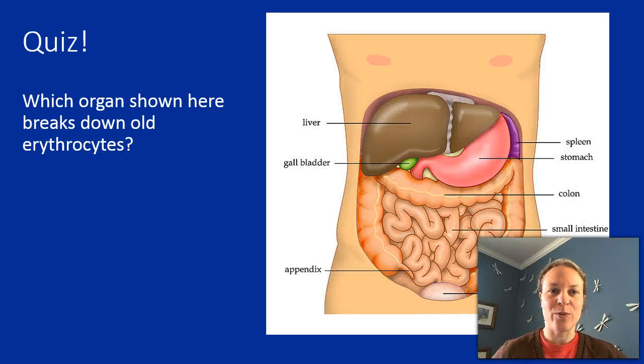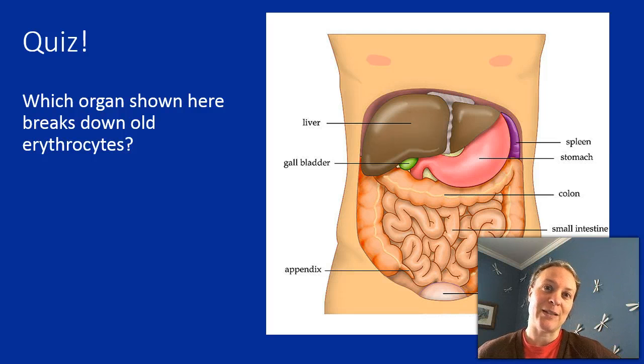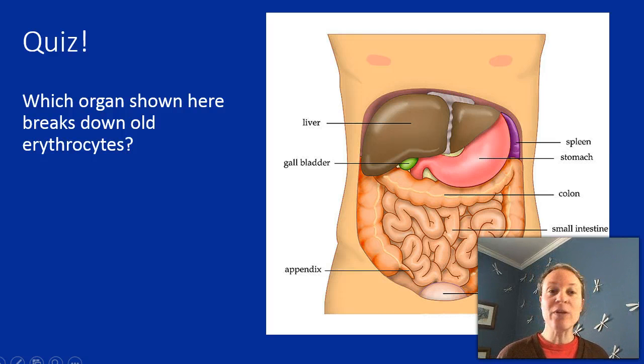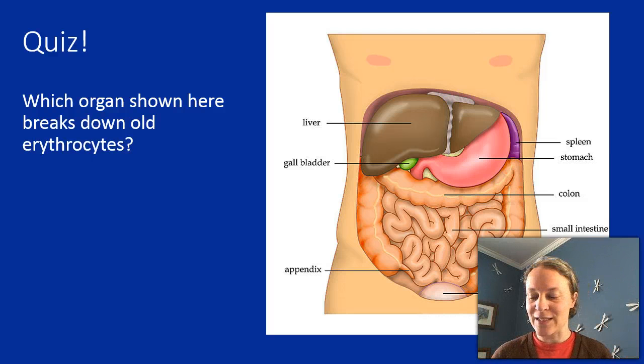So the next little quiz is which of the organs shown in this picture here break down erythrocytes, which of course contain hemoglobin and thus heme. And ideally you have answered that it was the spleen, as you can barely see it here, but the spleen is what breaks down old erythrocytes and releases bilirubin into the blood.